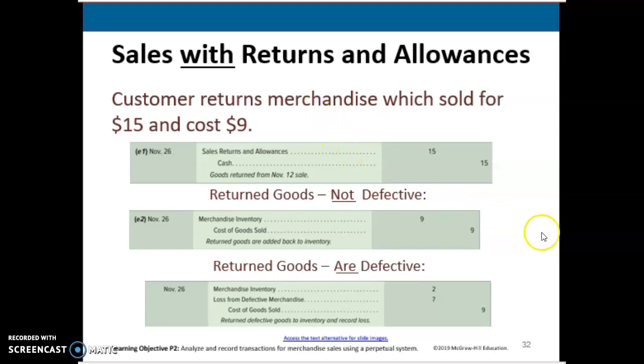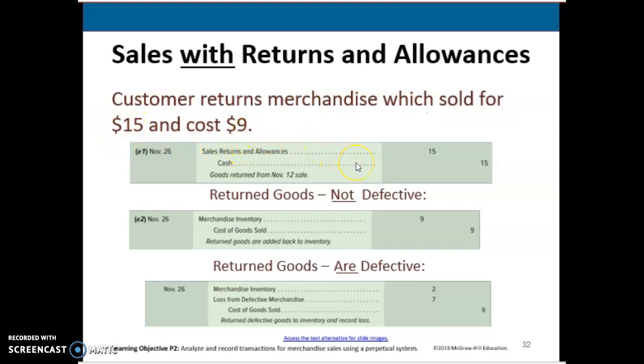Sometimes they might just be returning it because maybe they bought the wrong color, so that would not be defective. They also might return it because there was a problem with it, and in that case, we might write that off. So here we have a customer returning merchandise that we sold to them for $15 and it cost us $9.